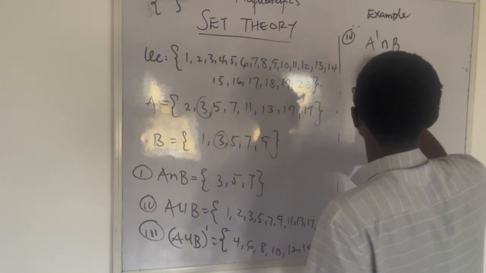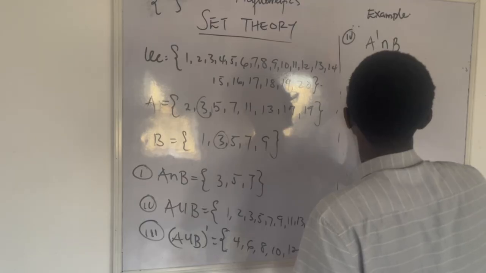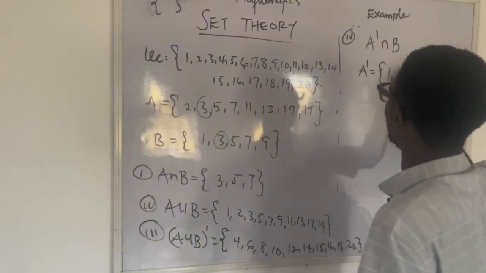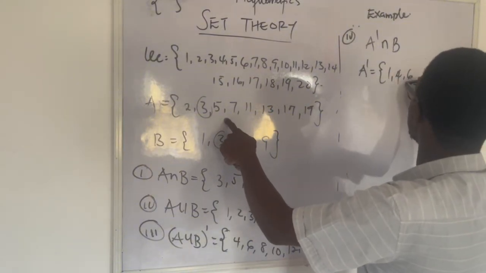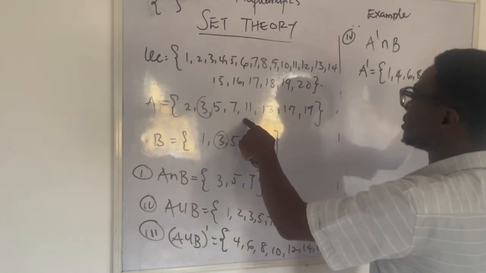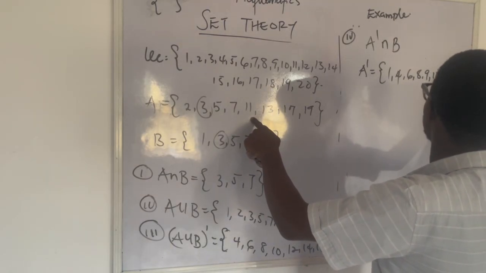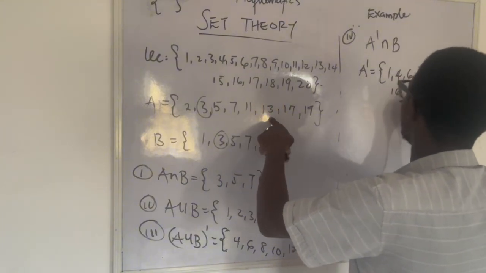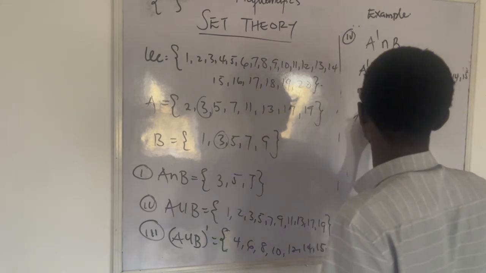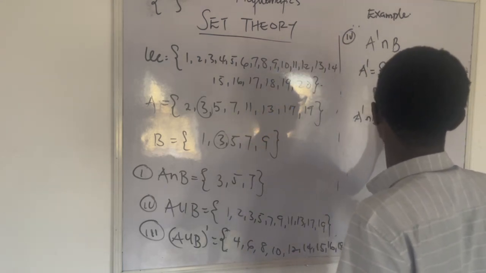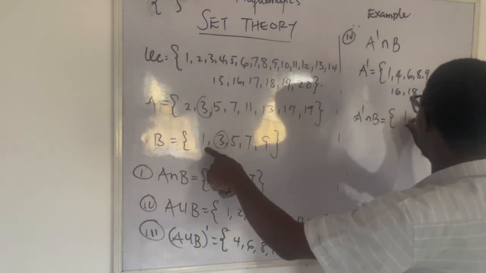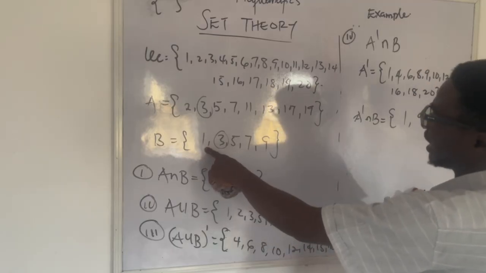Our next question is what? A prime intersection B. So A prime are what? What is in the universal set that is not in A, and that's what? 1, 4, 6, 8, 9, 10, 12, 14, 15, 16, 18, and 20. So then A prime intersection B will be what? What is in A prime and is also in B? That's 1 and 9.